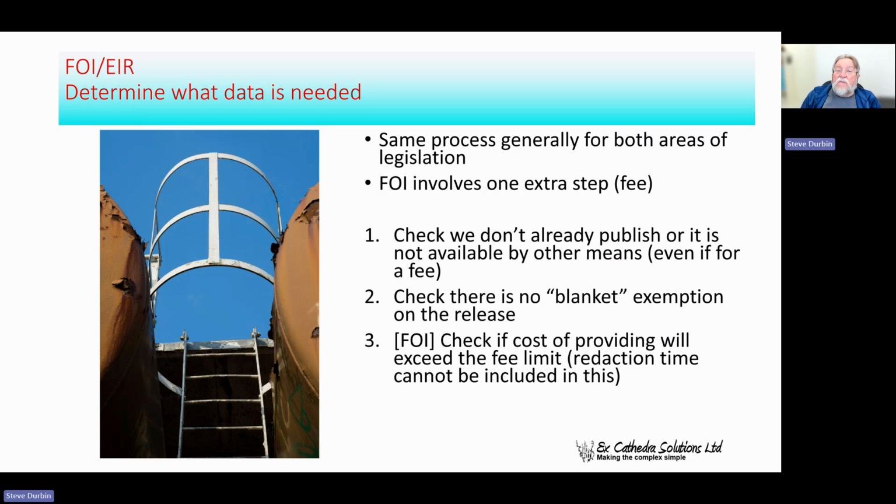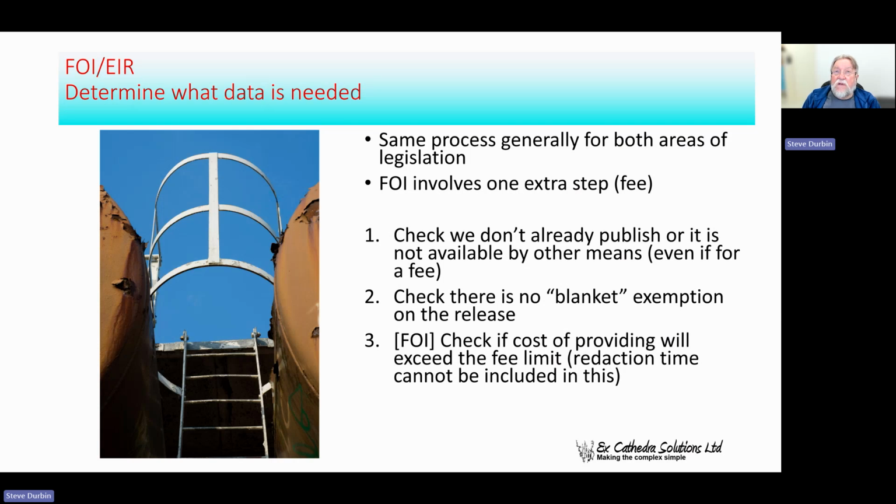So when we're determining what data is needed, it's the same process generally for both sets of legislation. There's one extra step for a fee. So first thing, check we don't already publish it, or if it's available by other means, even for a fee. You don't have to give people information that's already published because they can get it themselves. You may have to point them to it. You do not have to provide information that can be obtained elsewhere, even if they have to pay to get it. That's the law. So be very clear on that one.